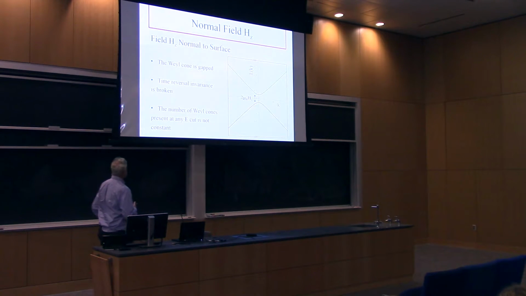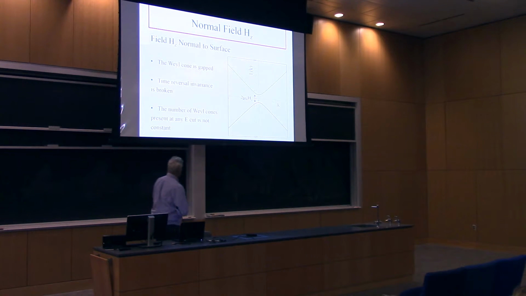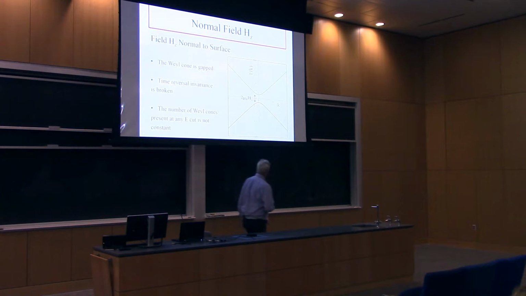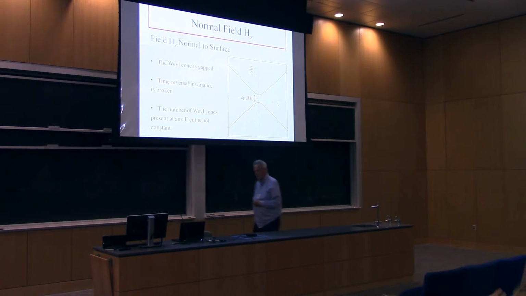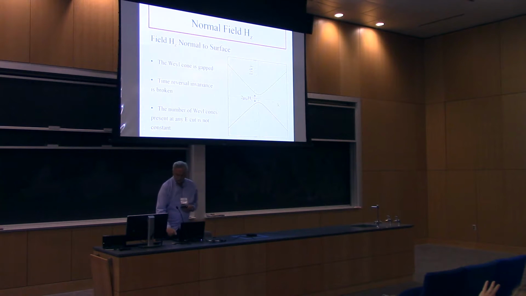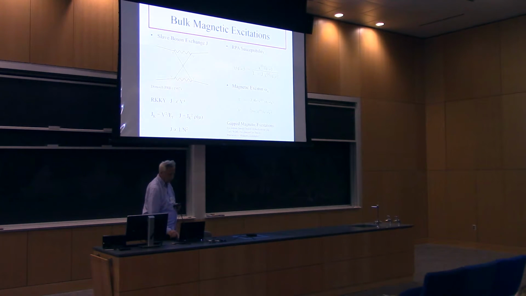The effect of a normal field, well, that breaks time reversal invariance, and what you find is that there's a mass term which gaps the Weyl cone. So in the presence of the field, the number of states of any energy is not constant. This Weyl cone is cut into two separate pieces where there's a piece where there's no states. So that's a simple description of the surface state.